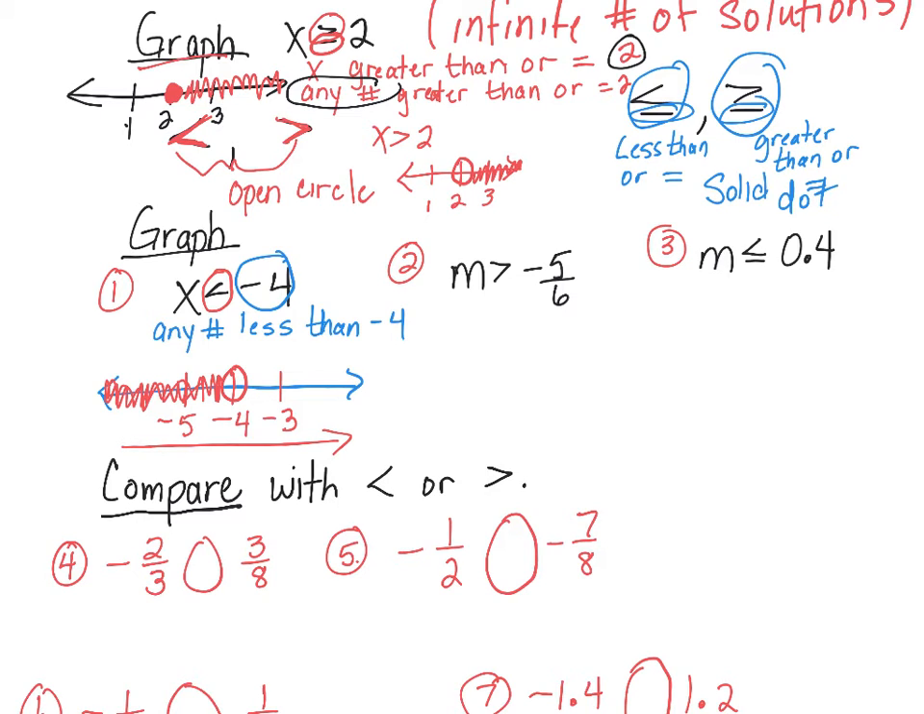Okay? Look at number 2. It says M is any number greater than -5, 6. So you draw your number line. What's the most important number to have on that number line?